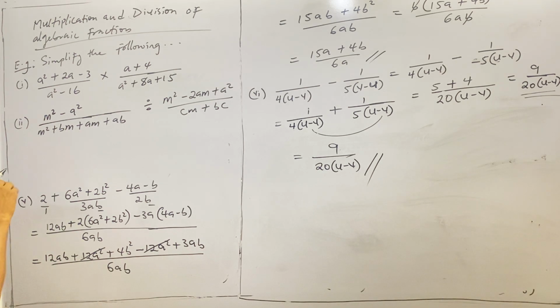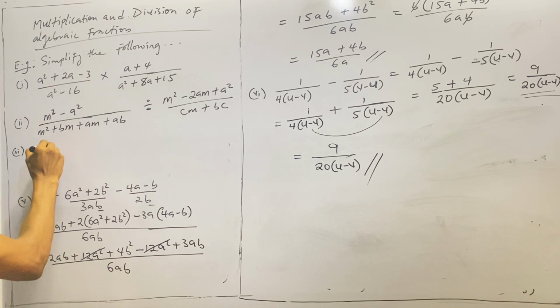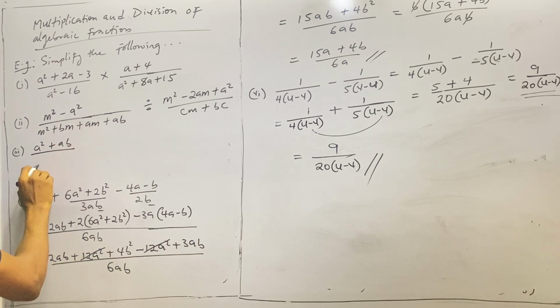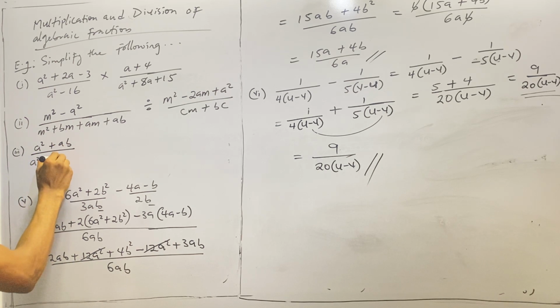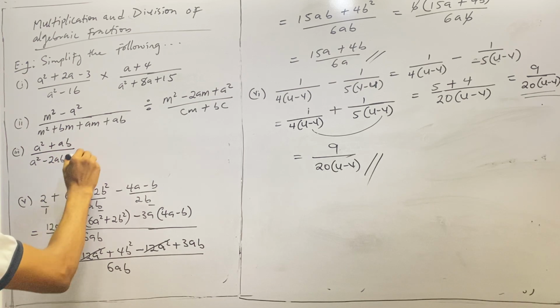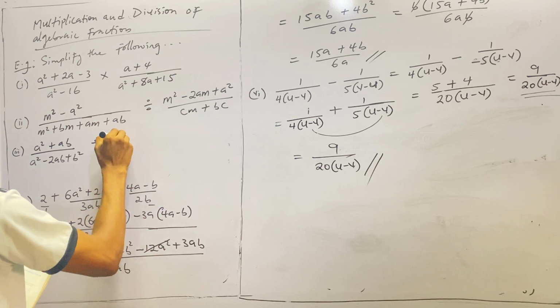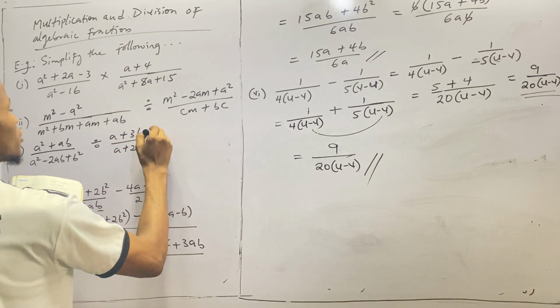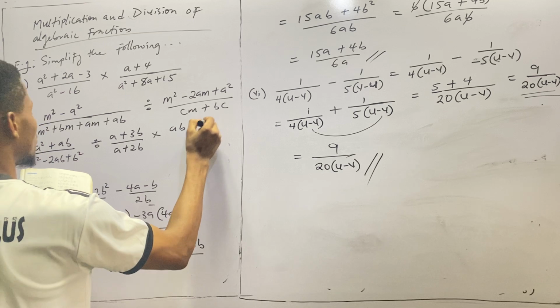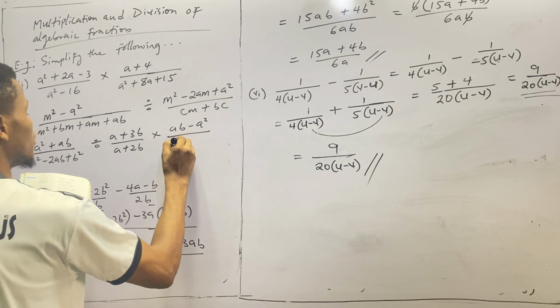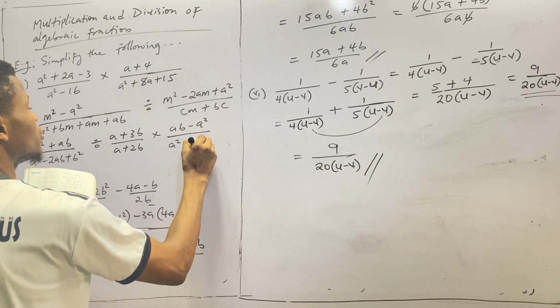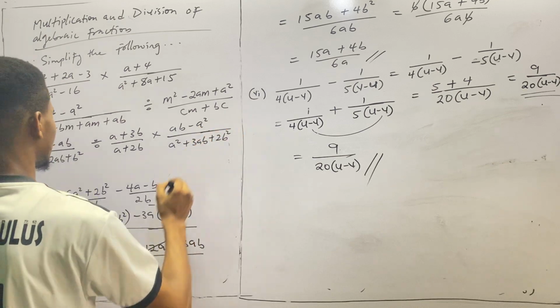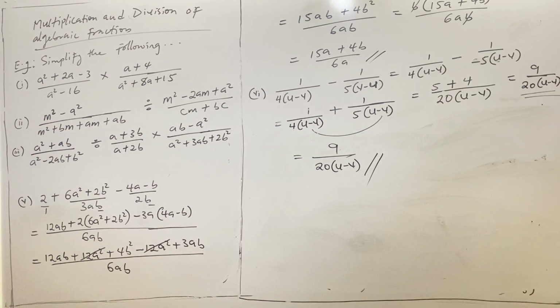So I'll put up 3 questions. Then we have a square plus ab all over a square minus 2ab plus b square divided by a plus 3b over a plus 2b times ab minus a square all over a square plus 3ab plus 2b square. All right, so let's get started.